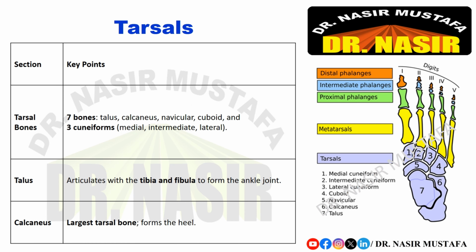Tarsals. The ankle and proximal foot contain 7 tarsal bones. These are talus, calcaneus, navicular, cuboid, and the 3 cuneiform bones: medial, intermediate, and lateral. The talus is particularly important because it articulates with the tibia and fibula to form the ankle joint. The calcaneus is the largest tarsal bone and forms the heel.